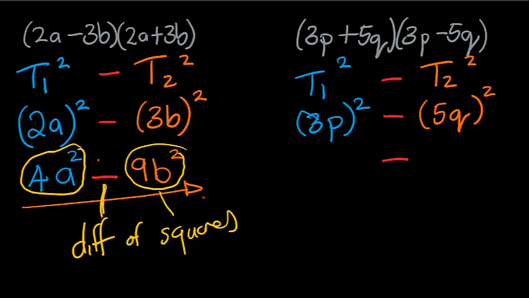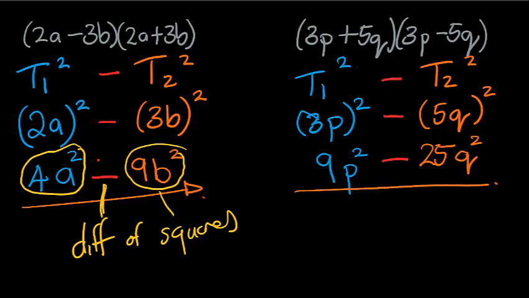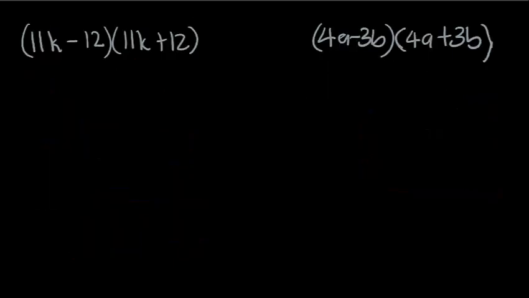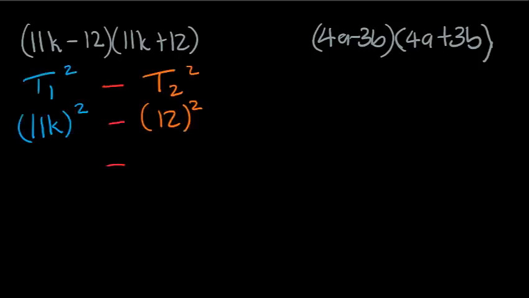3p squared. 3 times 3 is 9. P times p is p squared. Minus 5q squared. 5 times 5 is 25. Q times q is q squared. And that's my final answer. Difference of 2 squares. 11k minus 12 multiplied by 11k plus 12. 11 to the power of 2 is 121. K times k is k squared. 12 to the power of 2 is 144.